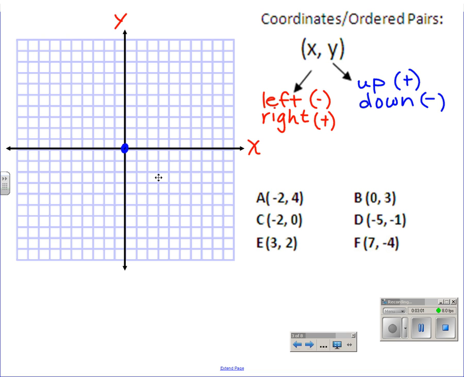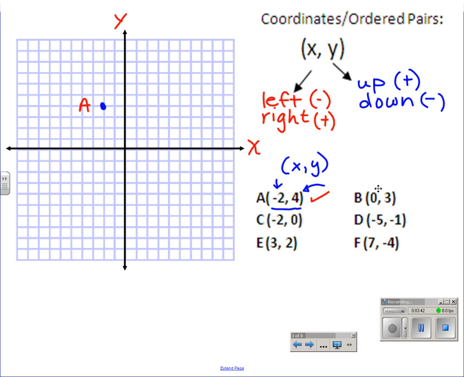Now, when you're graphing points, you always need to start from the origin. Remember, the origin is 0, 0. So let's look at point A. Point A says -2, 4. Remember, it's x, y. The first number tells you to go on the x-axis from 0, 0. -2 means left 2. So I'm going to go left 2 spots. But then it also tells me to go 4 on the y-axis. It's positive, so I'm going to go up 4: 1, 2, 3, 4. So there is my point. I went left 2, up 4. I'm going to label that point A.